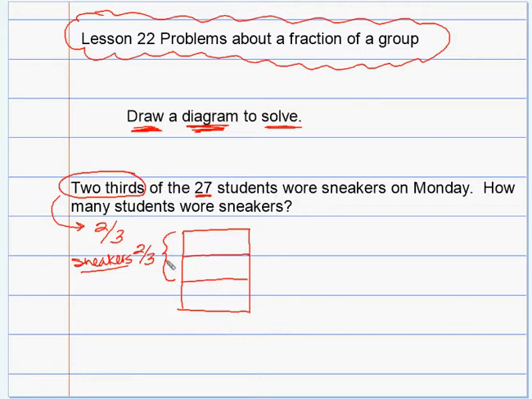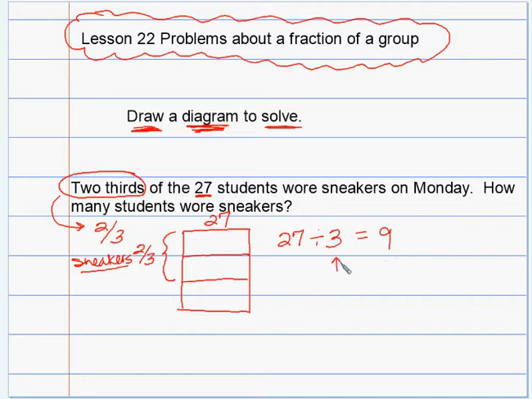Everything's in the diagram. I know that 2 of these boxes are sneakers and the other one would be no sneakers. I also know there are 27 students, and I'm going to put the total number at the top because this entire box needs to represent 27 students. So how am I going to put 27 students into this diagram so that they split evenly? We're going to divide 27 by the number of equal groups. There are 3 groups, so 27 divided by 3 is going to be 9.